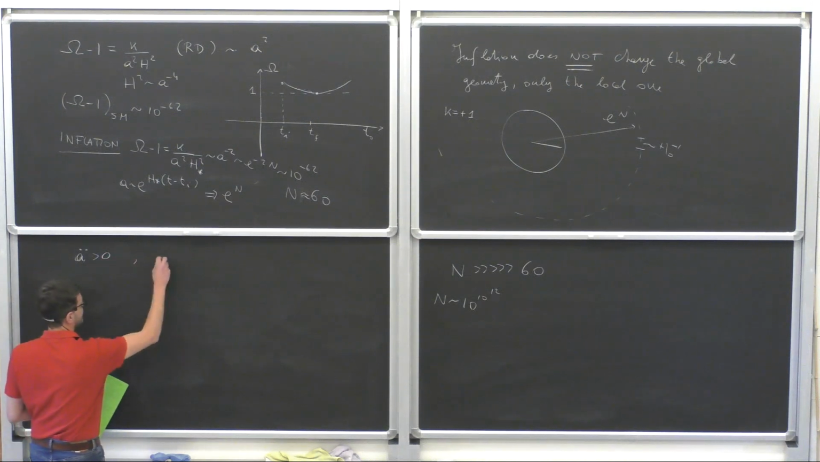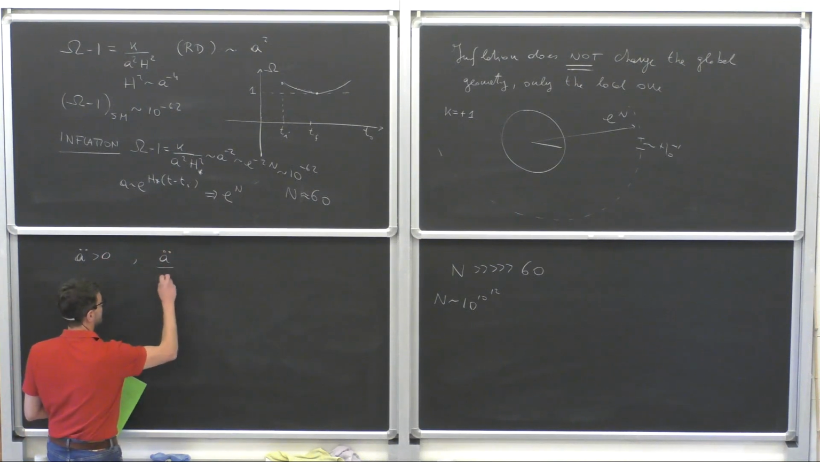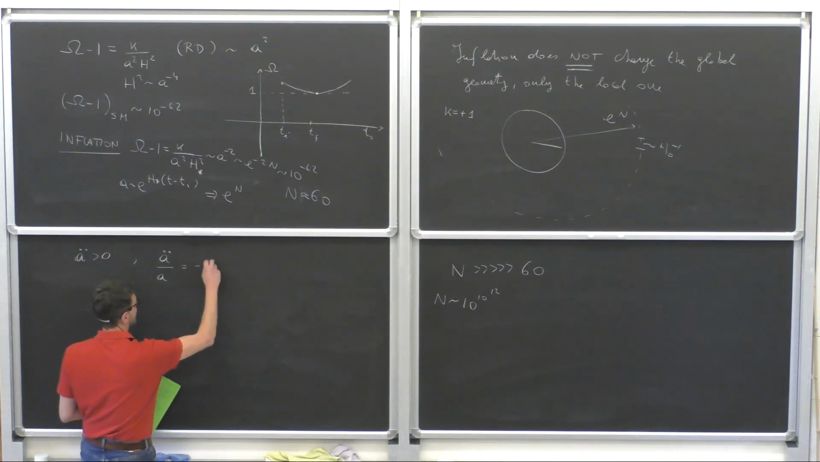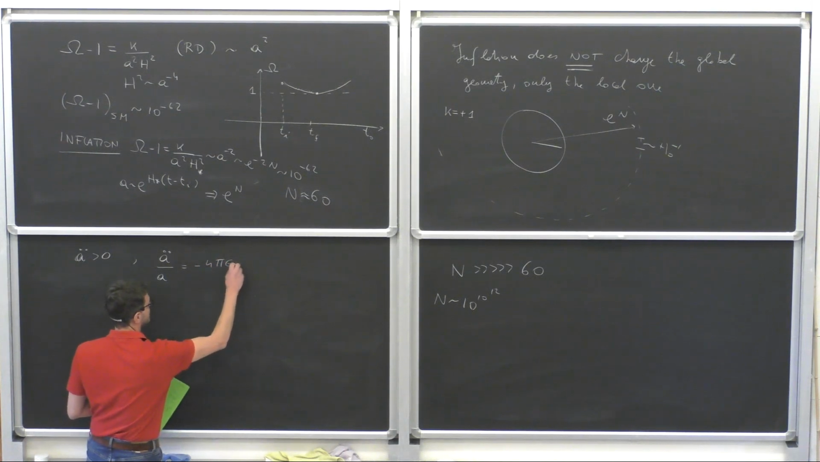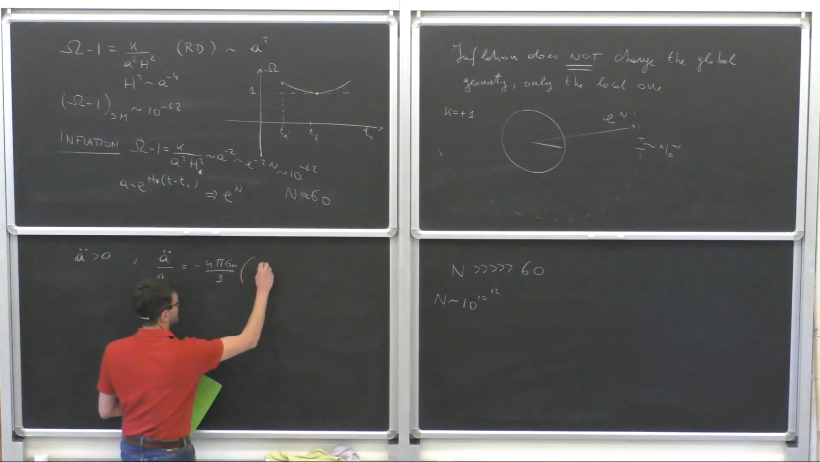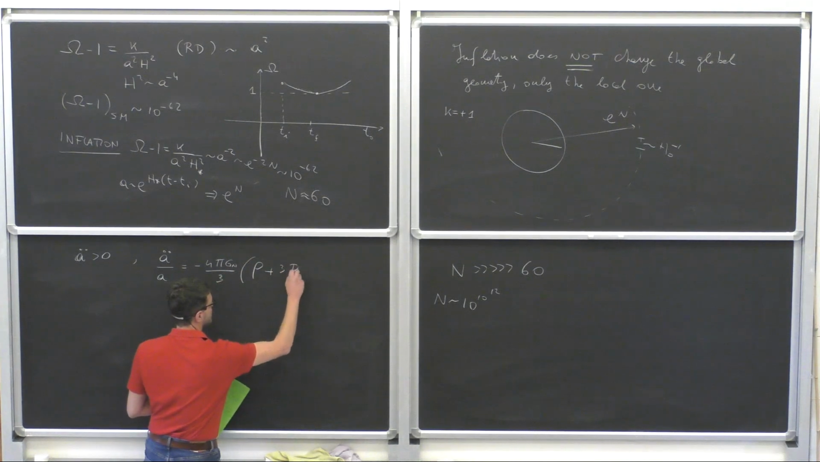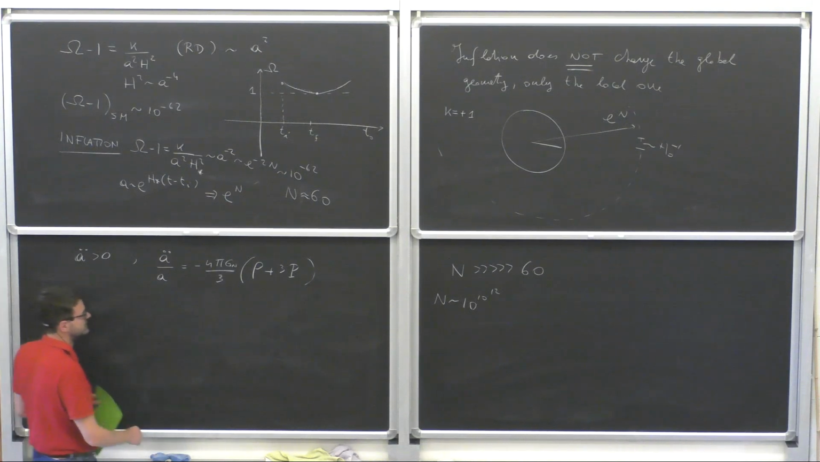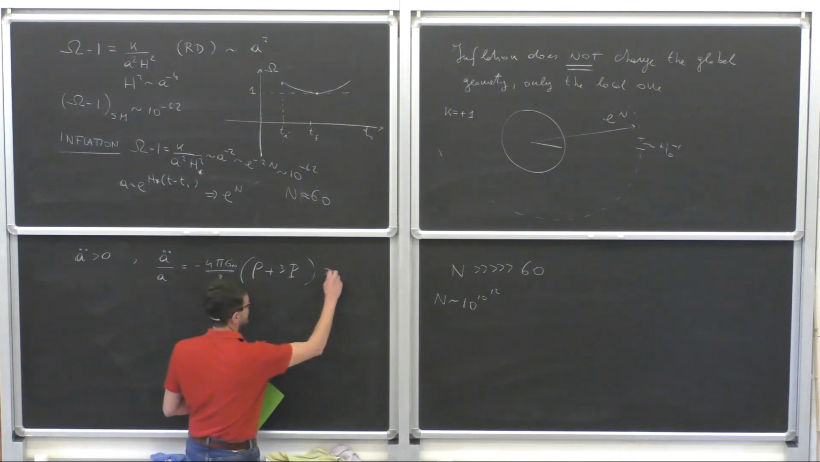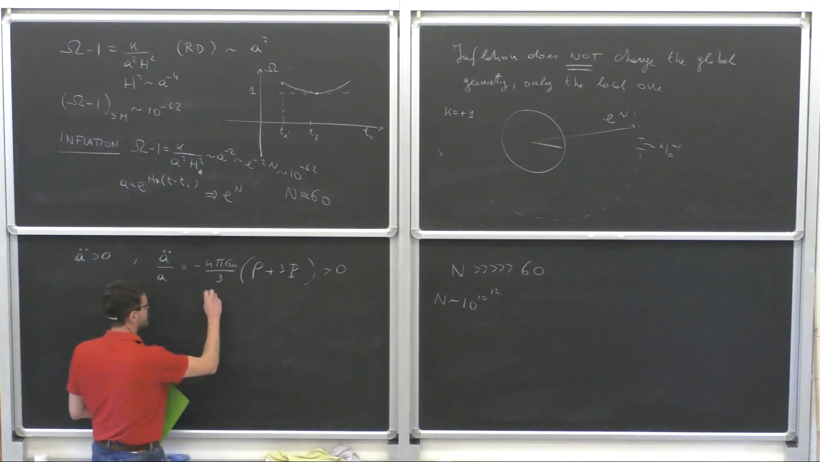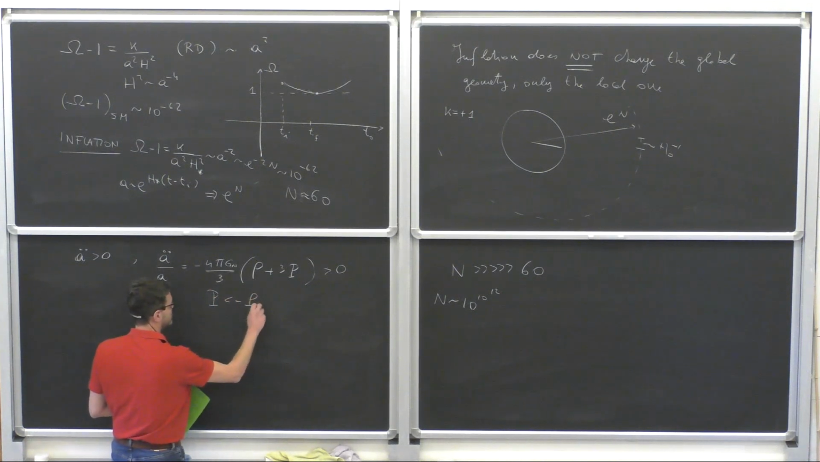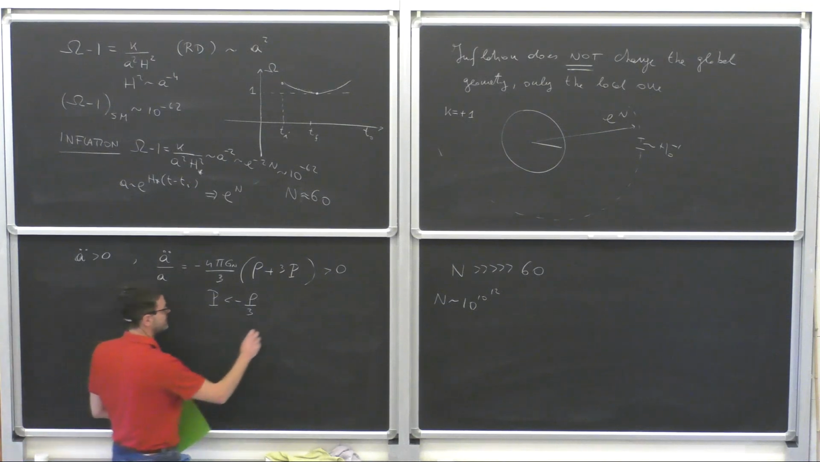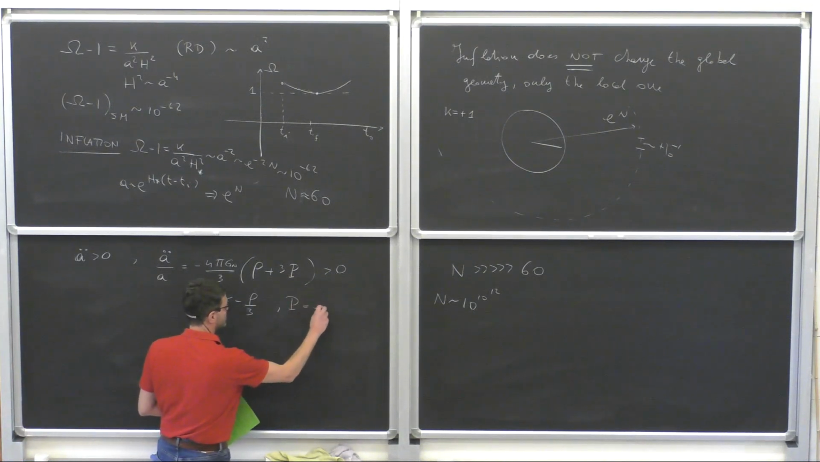We also said that there is an equation that you can derive from Einstein theory, which is a double dot divided by a equals minus 4 pi G Newton divided by 3 times rho plus 3 times the pressure, if you have an ideal fluid. So this has to be larger than 0, so the pressure has to be smaller than minus rho over 3. And yesterday, if you remember, we took the extreme case in which the pressure was equal to minus rho.